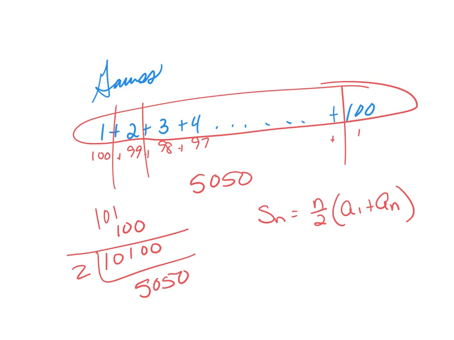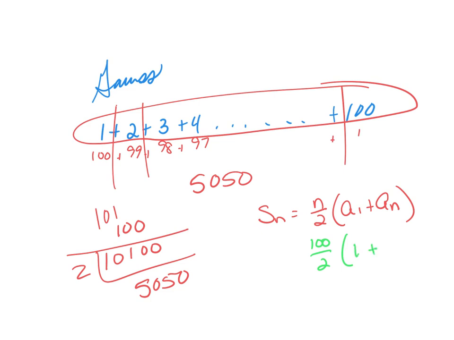So let's take this series. If I want to do what the teacher asked Gauss to do and add the numbers from 1 to 100, how many numbers are in that series? 100, right? So n would be 100. And we divide that by 2. What's the first number in the series? 1. The first number in the series is 1.